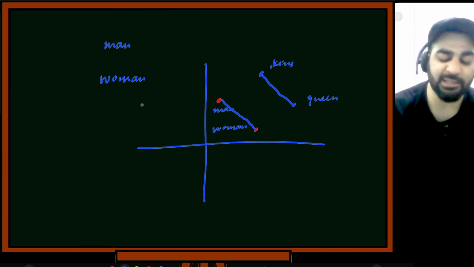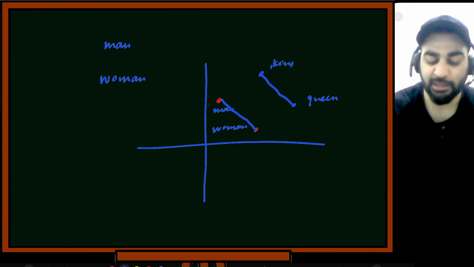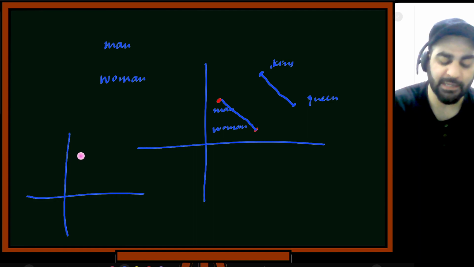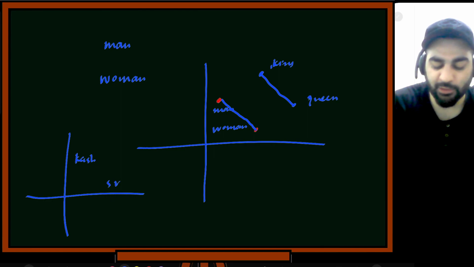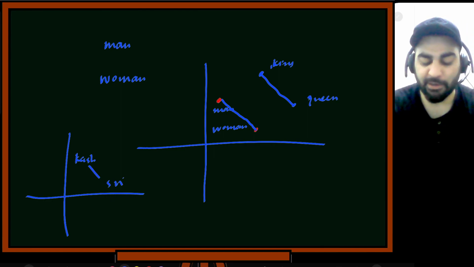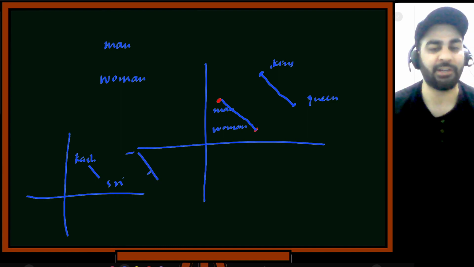Okay, same with cities and capitals. There is a beautiful blog written on that in TensorFlow. So if you have, let's suppose, a state and a city, say you have Kashmir and you have Srinagar over here. Similarly, if you have some other state and its corresponding city, it will have the same relation.